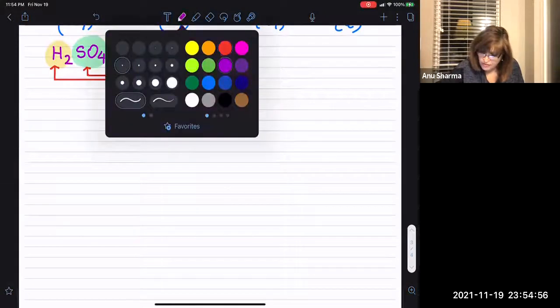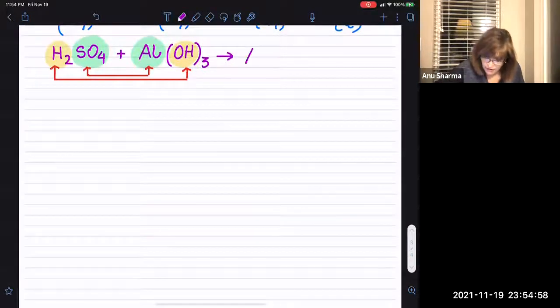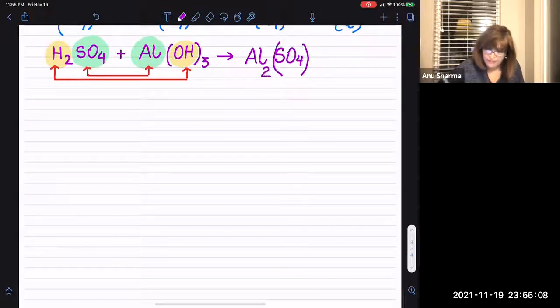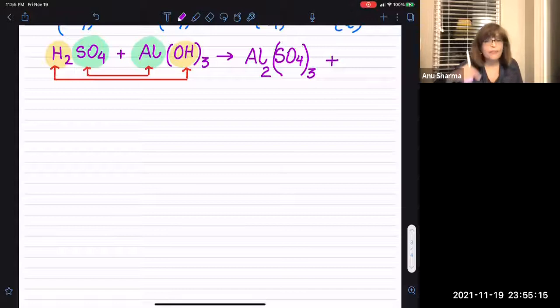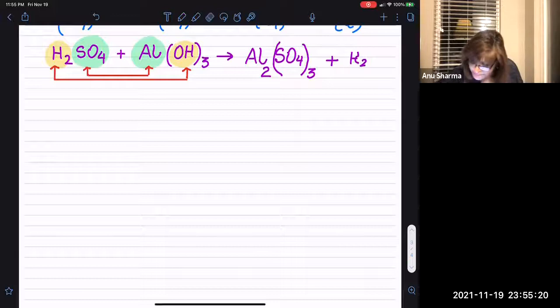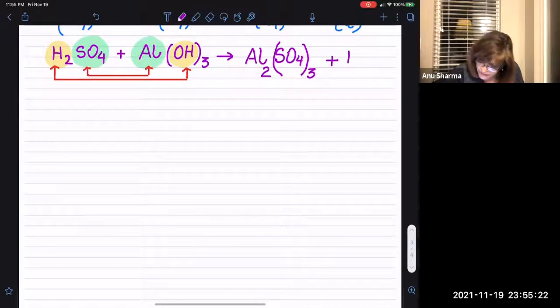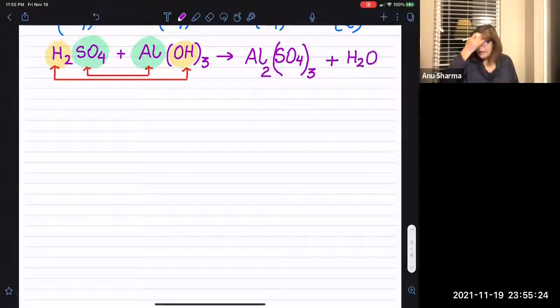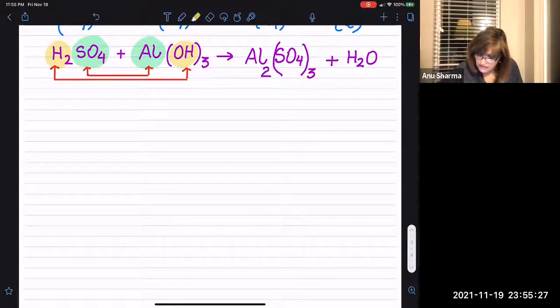Okay, so now aluminum, remember, aluminum has +3 charge. Sulfate has -2 charge. So it is going to crisscross. So here we have 2 coming from the sulfate, and here we have 3 coming from aluminum, crisscross. If you have forgotten how to write the formulas, you need to go back and check it, and then the water is produced. Water, H2O. All right. So this is still a salt.